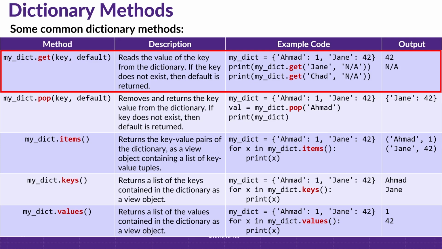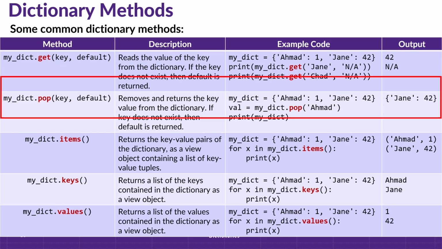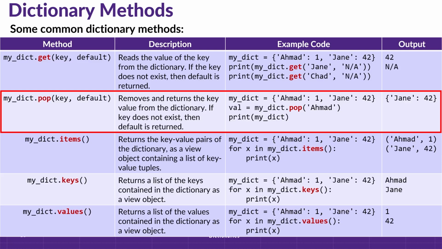This can be useful because it's sort of a safe way to check for a value in a dictionary that won't throw an error if the key doesn't exist. The next method is pop. And this works similarly to pop in lists, except it again has a default value.